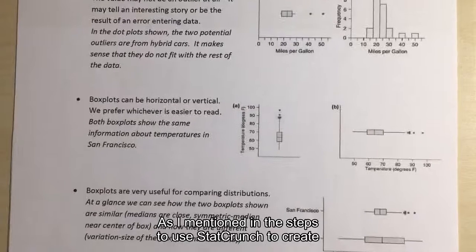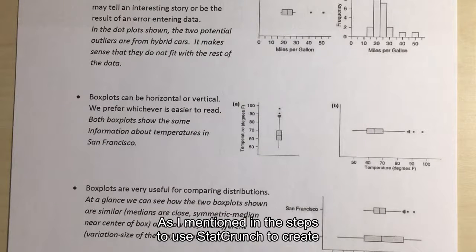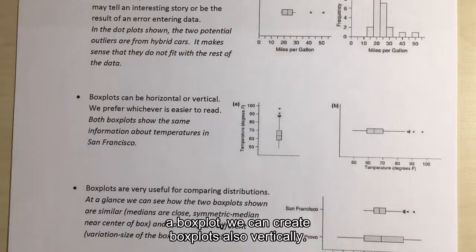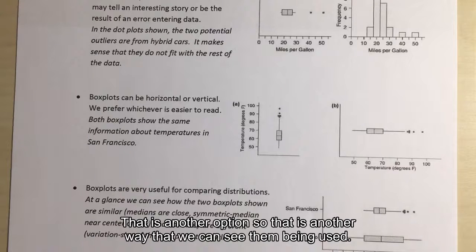As I mentioned in the steps to use StatCrunch to create a box plot, we can create box plots vertically also. So that is another option, and another way that we can see them being used.